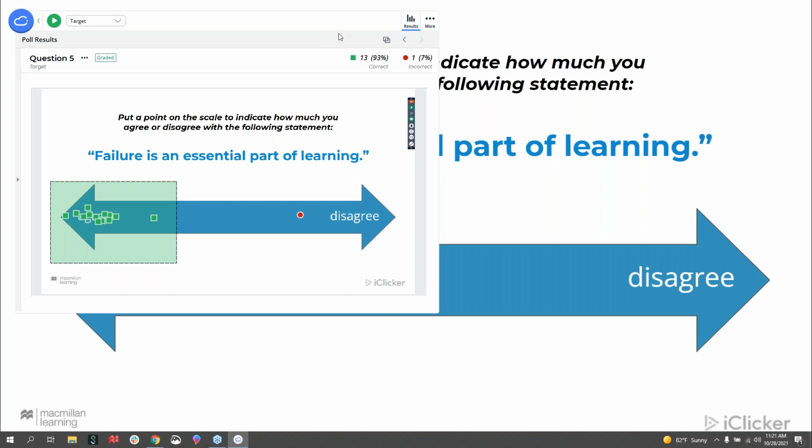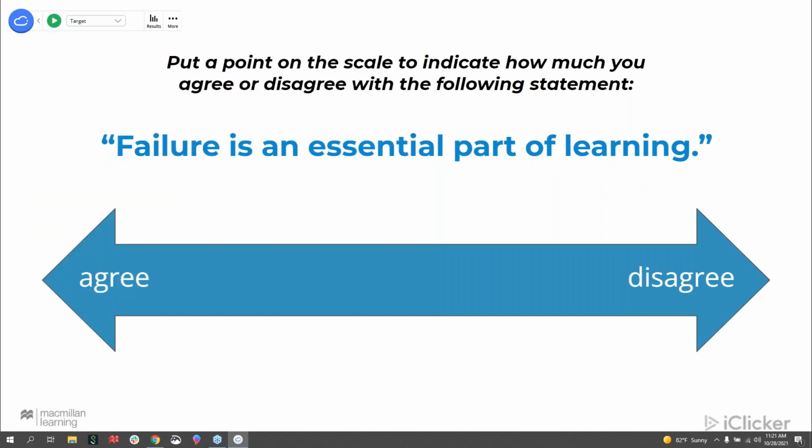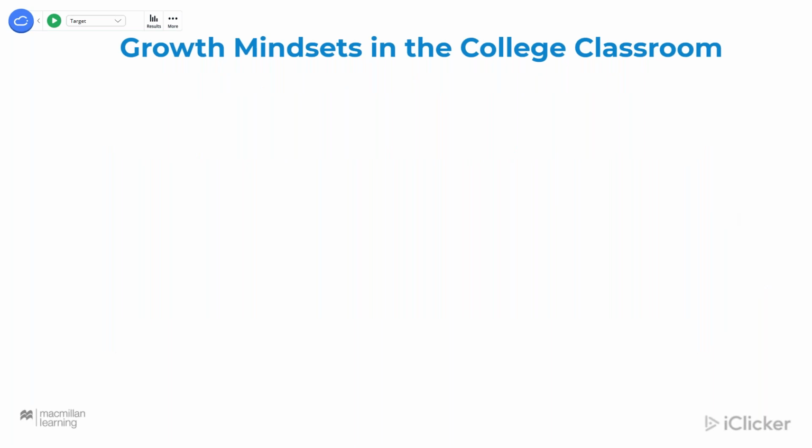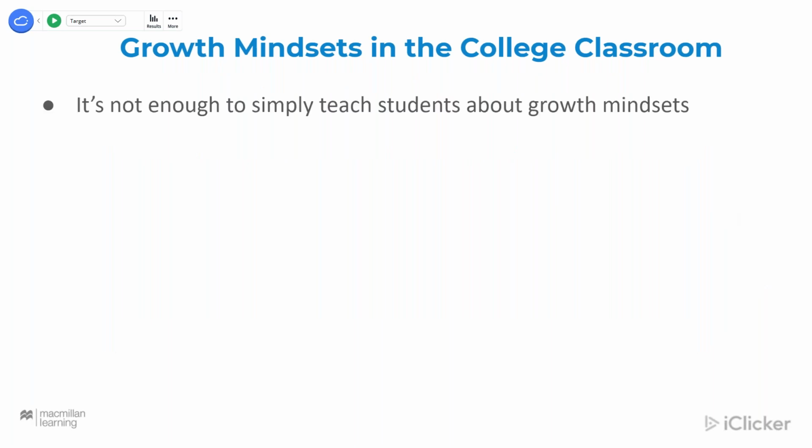So this strong agreement with failure being an essential part of learning really indicates to me that you all understand how growth mindsets work. And also, you have not gotten to a level where you lead students without cultivating a growth mindset of your own to some extent. So, what do growth mindsets look like in the college classroom?